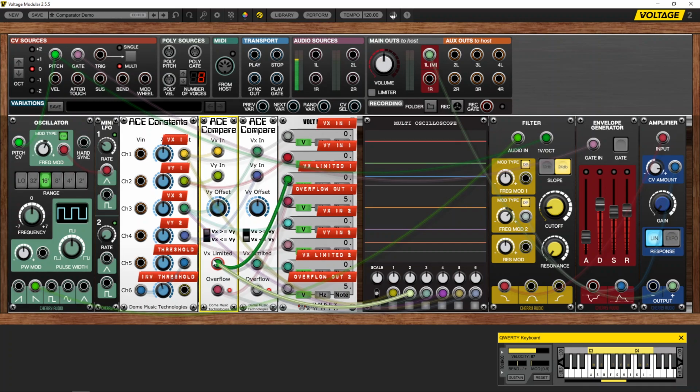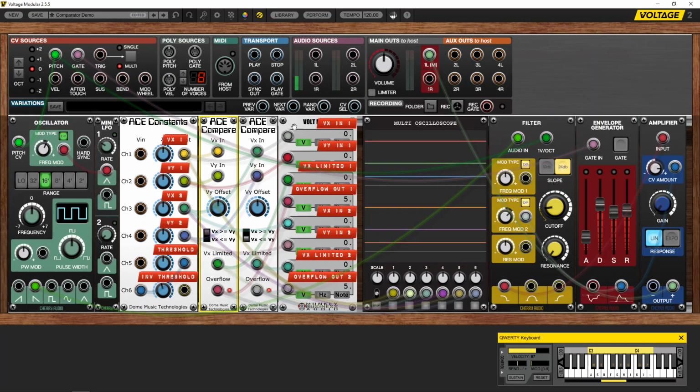You've got two output sockets. You've got Vx limited, which means that if this condition is not met, then Vx just passes straight through it. But if the condition is met, then Vx is limited to the voltage which is on Vy or the Vy offset. The overflow is just a logic value, so if the condition is met, then a logic 1 is output, which is 5 volts, and the LED will light up whenever the overflow condition is set.